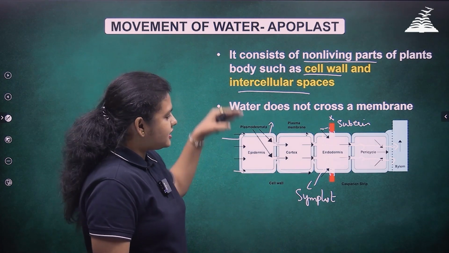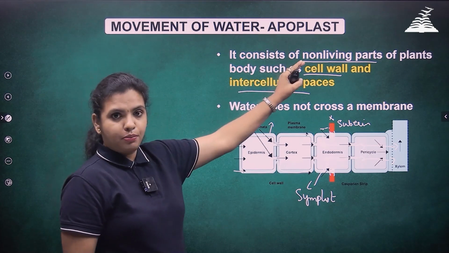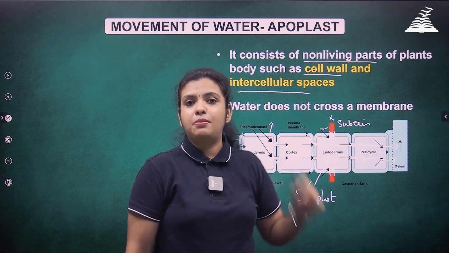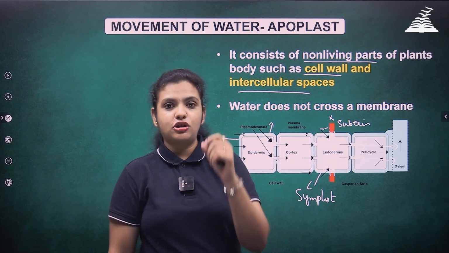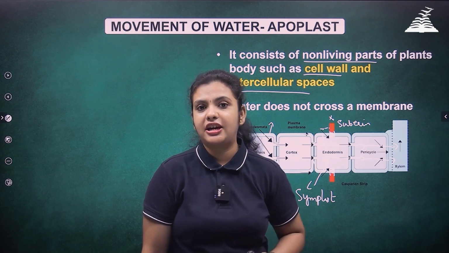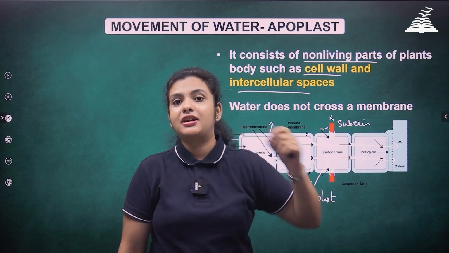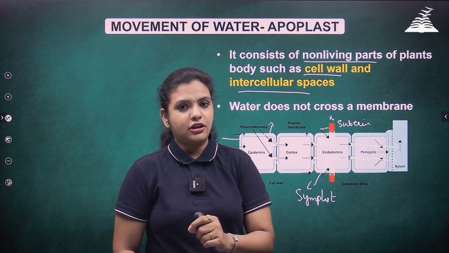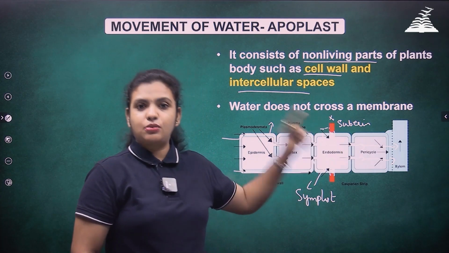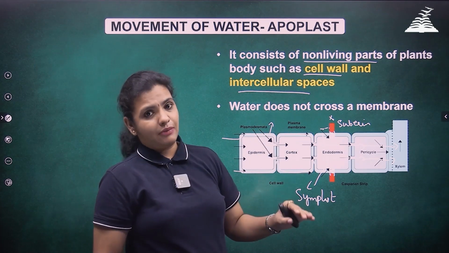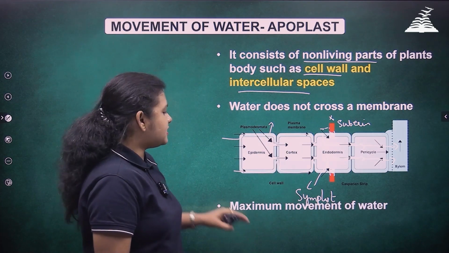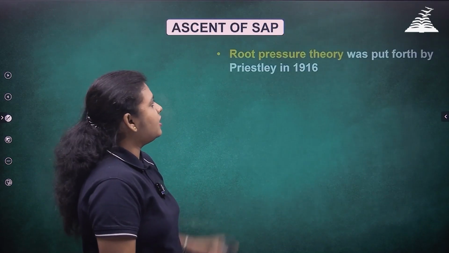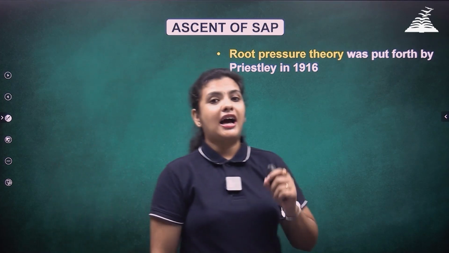Until the cortex, that is epidermis and cortex, it is apoplast. Endodermis and pericycle become symplast because the endodermis has got suberin, which does not permit the entry of water. However, the target is xylem. Finally, they reach xylem. What are the two mechanisms we saw? The first one is symplast, second one is apoplast. And by this mechanism, maximum movement of water is seen. The next we will talk about ascent of sap.